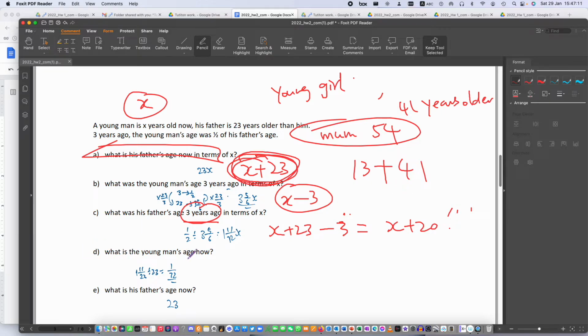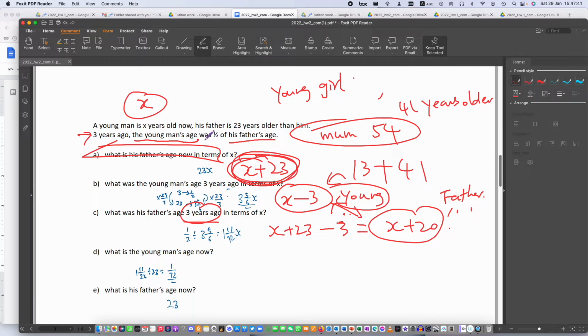Next. What is the young man's age now? Over here you need to look. They say 3 years ago, the young man's age. So 3 years ago the young man's age is this, and the father's age 3 years ago is this. But they say there is a relationship between these two.